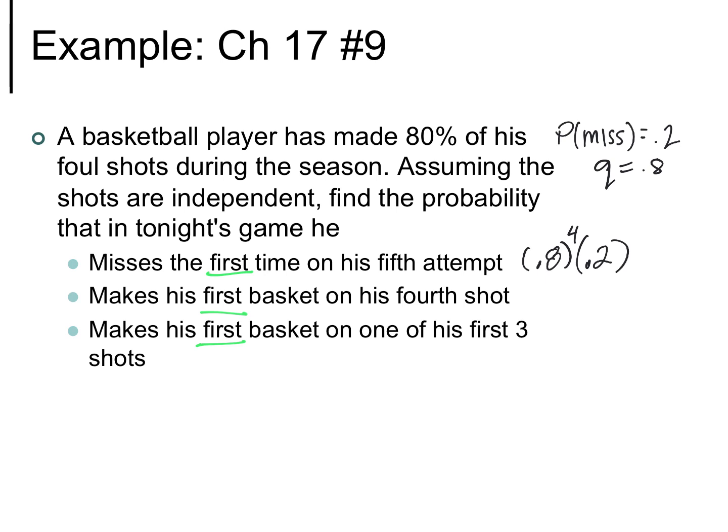How is the second question different? It's still geometric, but what are we interested in? Is our success a make or a miss now? It's a make, right? So P is 0.8 in this case. So he makes his first basket on his 4th shot. So this is the 0.2 to the 3rd times 0.8. Because he misses, misses, misses, and then makes it.